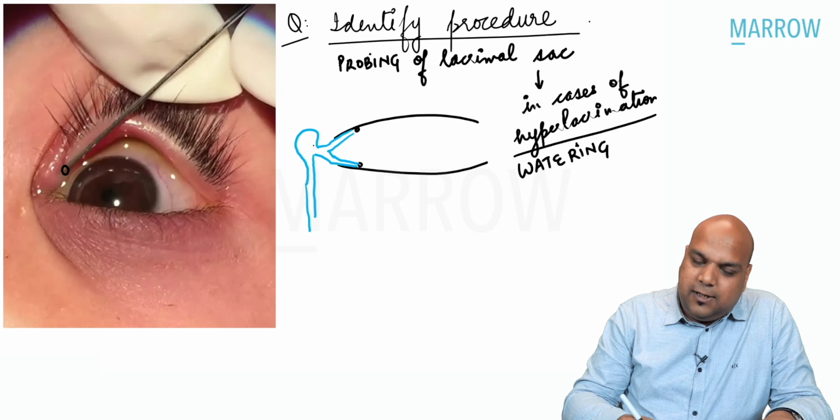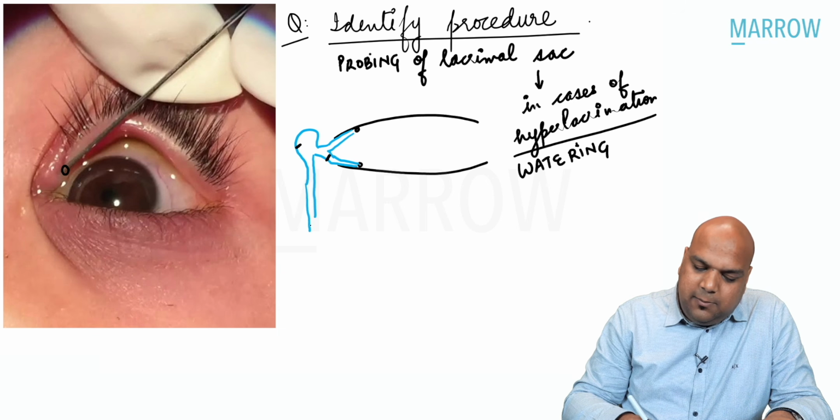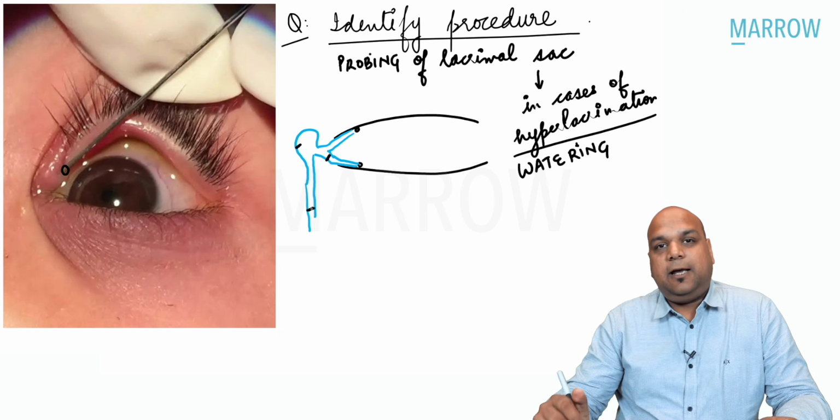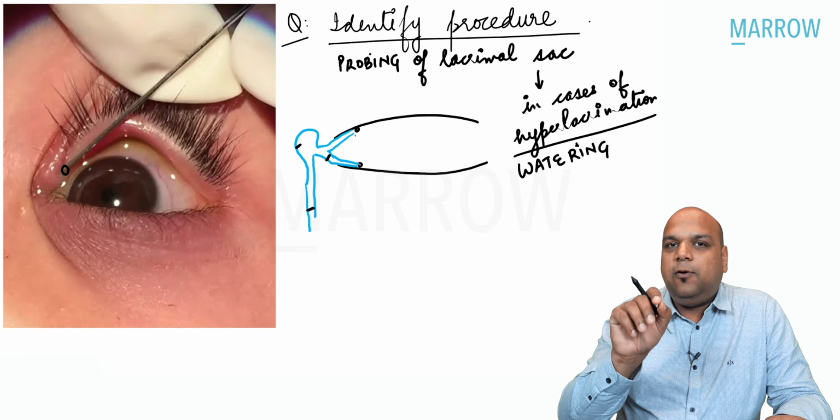There can be a blockage. There can be a blockage in the canaliculi. There can be a blockage in the lacrimal sac. There can be a blockage in the nasolacrimal duct. Now, when I probe, I'm trying to get a feel of the block.